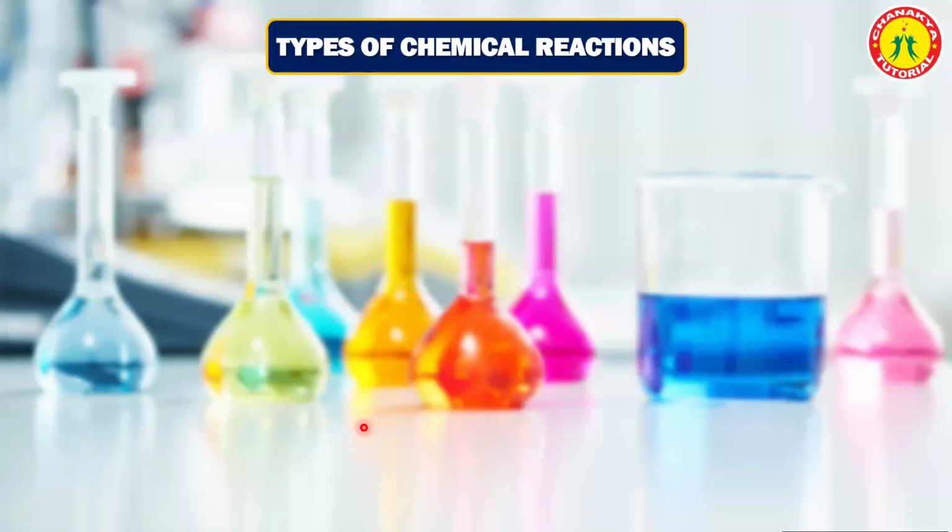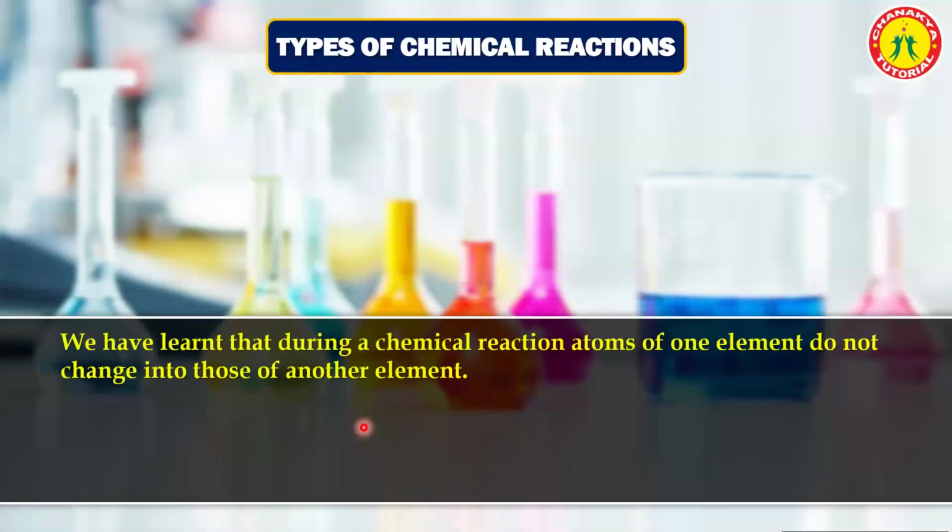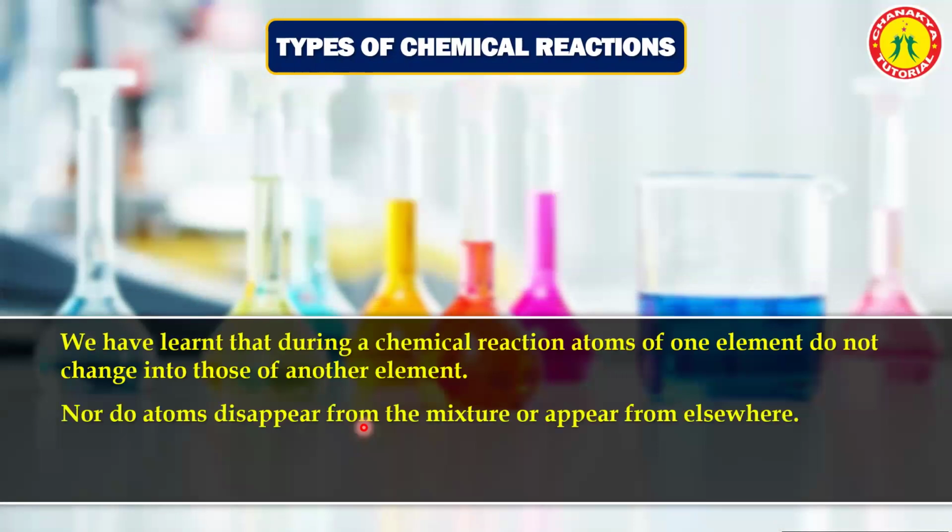Now we'll study types of chemical reactions. What happens during a chemical reaction? We have seen that the atoms of one element on the left hand side are equal to the atoms of that element on the right hand side. They do not change. For example, oxygen doesn't change into fluorine. If there is oxygen on the left hand side, there has to be oxygen on the right hand side. There cannot be fluorine if there's no fluorine on the left hand side.